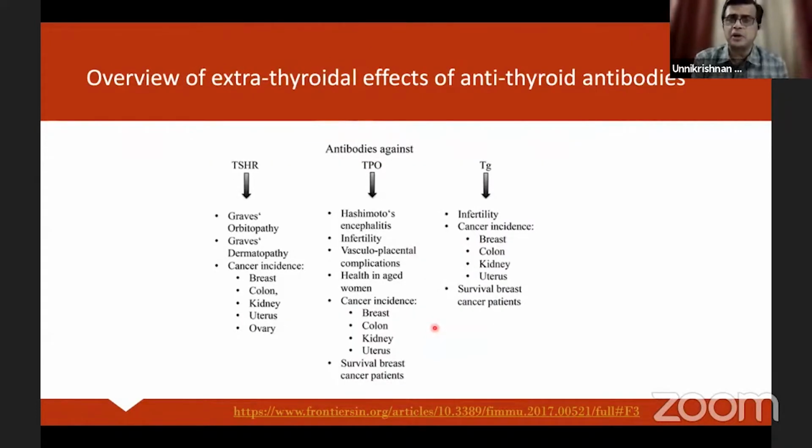If you look at the extrathyroidal effects of anti-thyroid antibodies, the TSH receptor antibodies may be associated with Graves' orbitopathy, Graves' dermopathy, and some cancers. TPO antibodies are associated with Hashimoto's encephalitis. Well, there is a controversy on whether this entity exists per se, but you can also find it in cases of infertility, in vasculoplacental complications, and of course, in certain cancers, especially survival of breast cancer patients. Anti-TG antibodies also are seen in infertility, certain cancers, and survival of breast cancer patients.